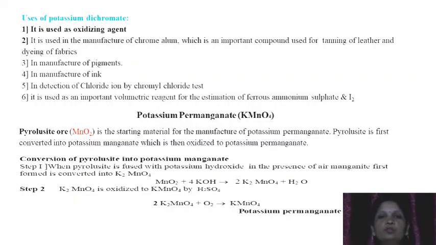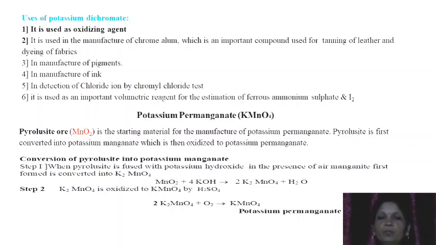Let us discuss the uses of potassium dichromate. As we have discussed earlier, it is a strong oxidizing agent. This is the first use of potassium dichromate. Second, it is used in manufacture of chrome alum, which is an important compound used for tanning of leather and dyeing of fabrics. Third, in manufacture of pigment. Fourth, in manufacture of ink. Fifth, in detection of chloride ion by chromyl chloride test. Sixth, it is used as an important volumetric reagent for estimation of ferrous ammonium sulfate FAS and I2.